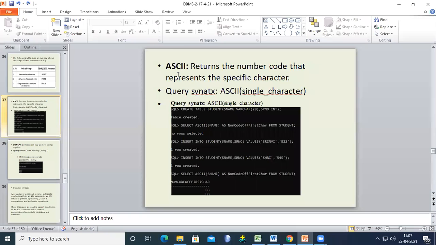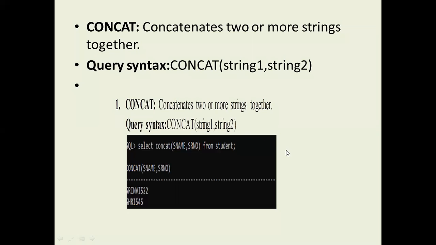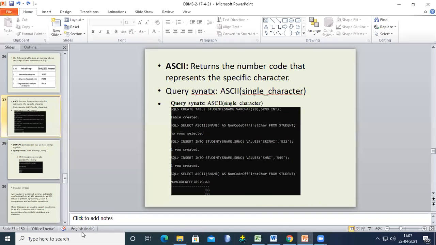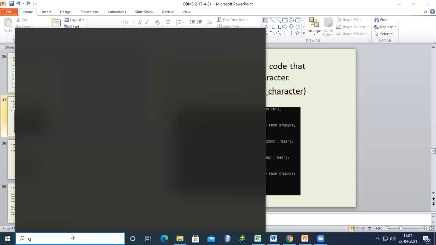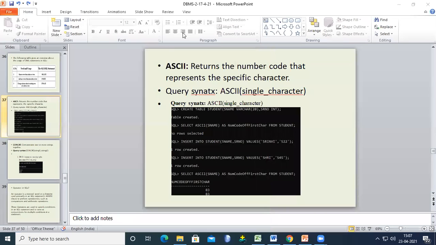In the last class we discussed the ASCII function. When we use the ASCII function, it returns the ASCII value. We can try to practice in parallel. Don't try to create any disturbance in the class. I hope my voice is audible to everyone and my screen is visible to you.